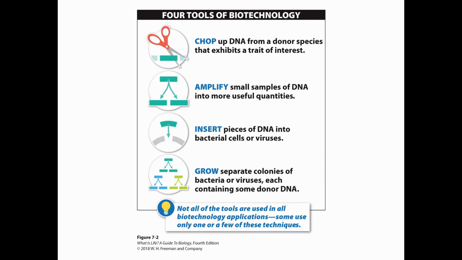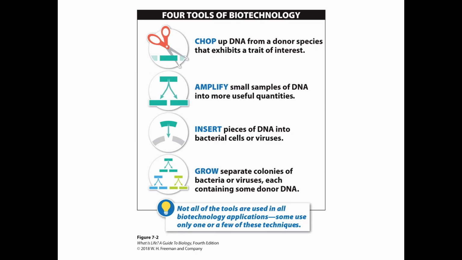So there are four main tools of biotechnology that we're going to go over, and we're going to talk about the main purposes of each of those tools. One, we have to be able to cut DNA. So we have to be able to remove sections of DNA from a donor species if there's a certain trait we're looking at. We have to be able to cut DNA with basically molecular scissors to cut away all of the excess DNA so we just get that gene.